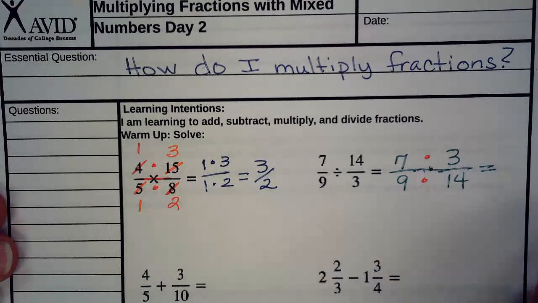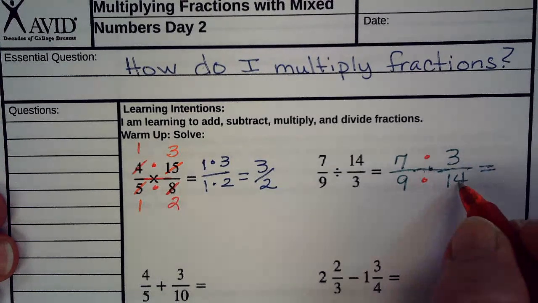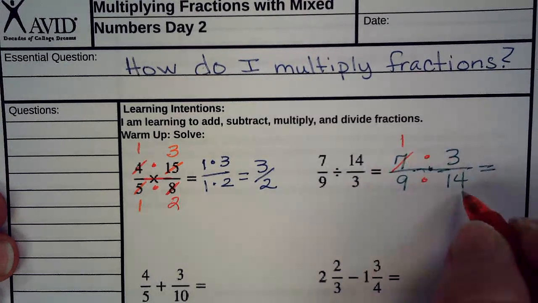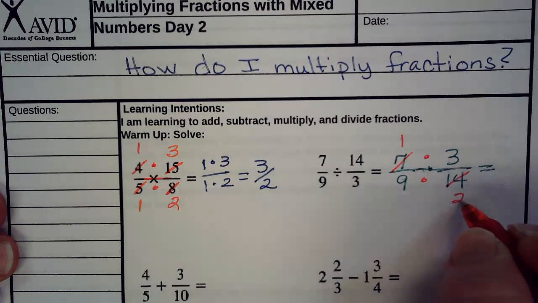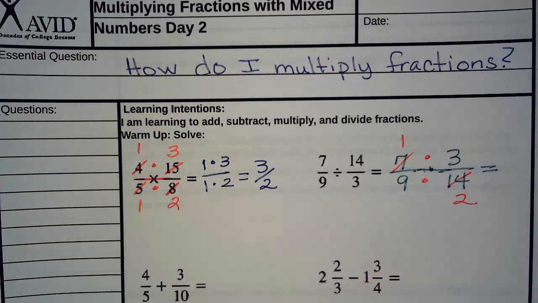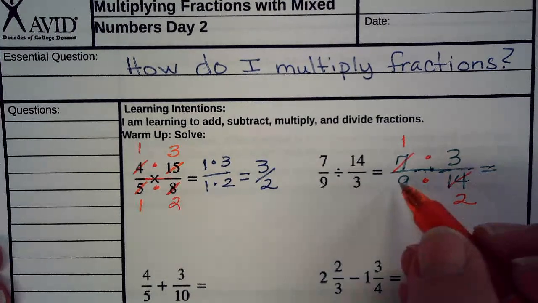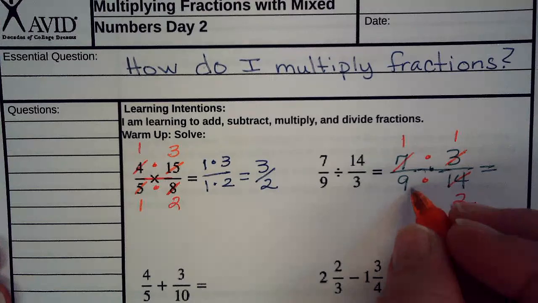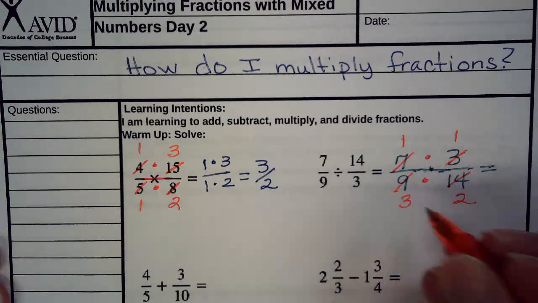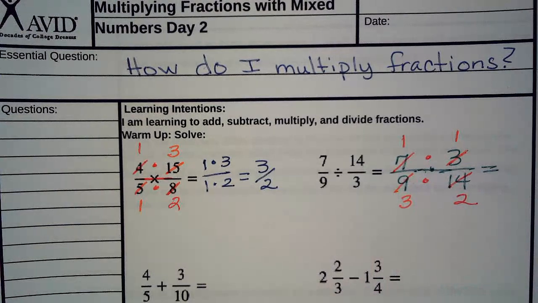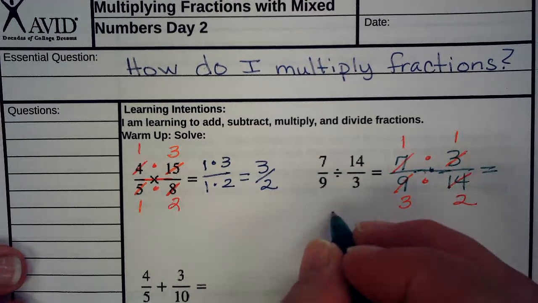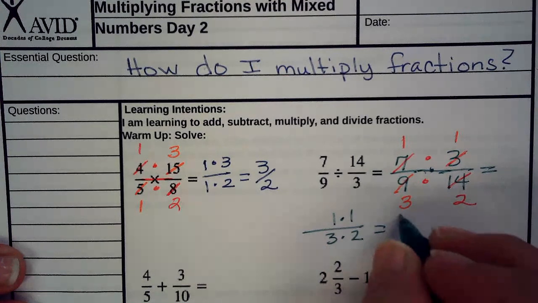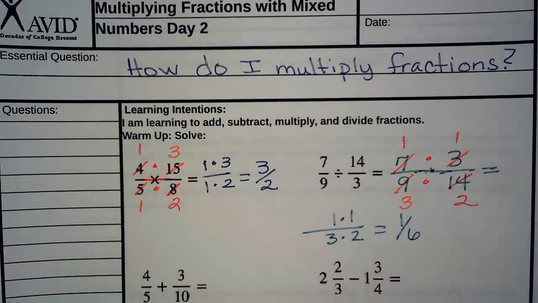Look and see if you have a common factor. 7 goes into 14 2 times. 7 divided by 7 is 1. 14 divided by 7 is 2. 3 goes into 9 3 times. 3 divided by 3 is 1. 9 divided by 3 is 3. So this has become 1 times 1 over 3 times 2, which is 1 over 6.